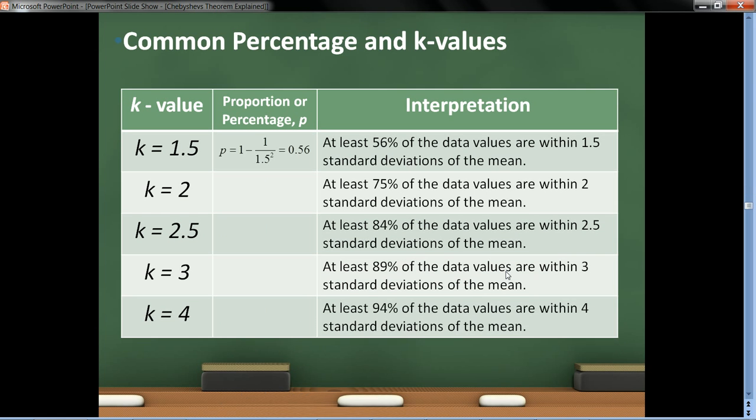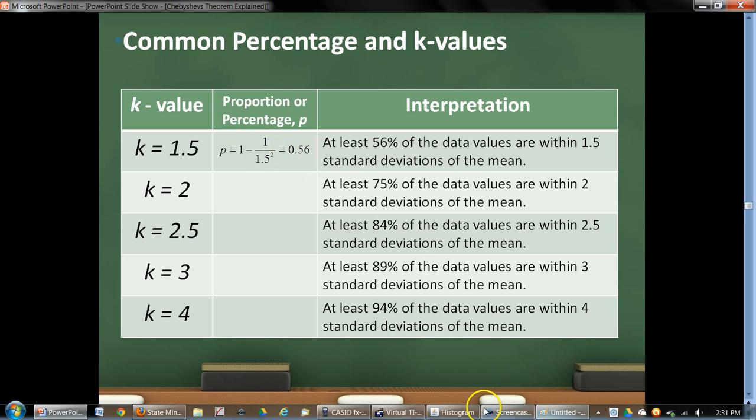Now, in terms of computation, let's take a look at some common values for k and what they mean in terms of interpreting the result. First, let's say the k value is 1.5. That means the proportion is 0.56. Now let me show you how I get that.